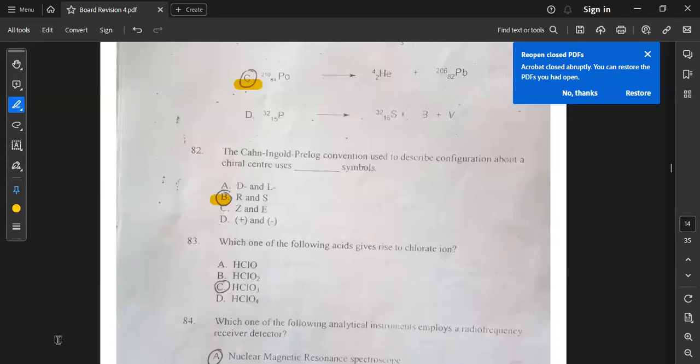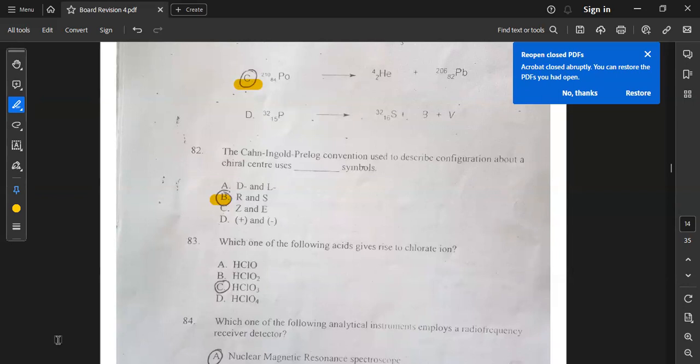Z is cis and E is trans. Z is cis and E is trans. Try to make those correlations.